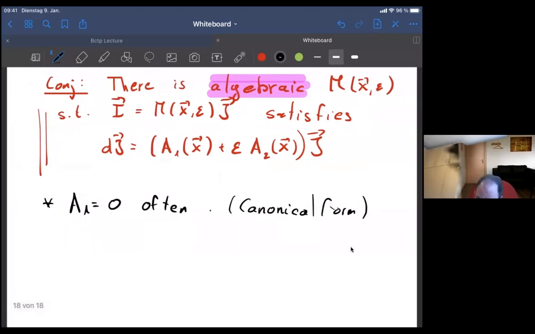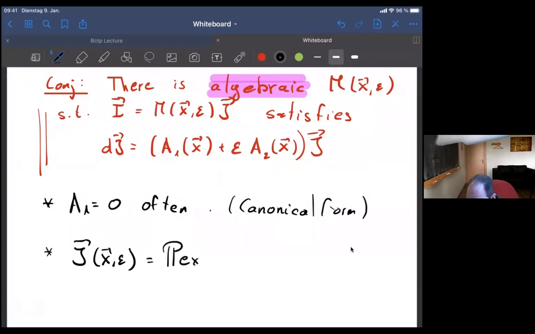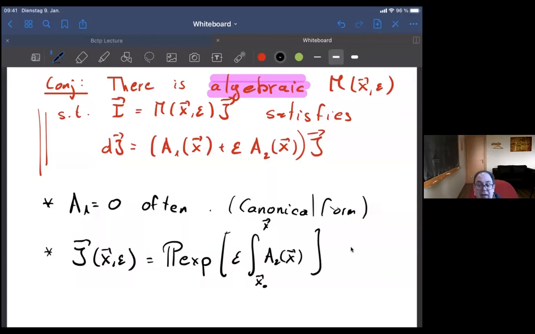And we said that then the basic idea is that you say, okay, well, my J, which depends on x and epsilon, I can write it as a path-ordered exponential of epsilon times, say, an integration from point x0 to x of A2(x). This is a matrix. This is like a Wilson line along a path that goes from x0 to x. And you take the value of the function at the point x0, and you transport it along this path to the point x where you want to know the solution.